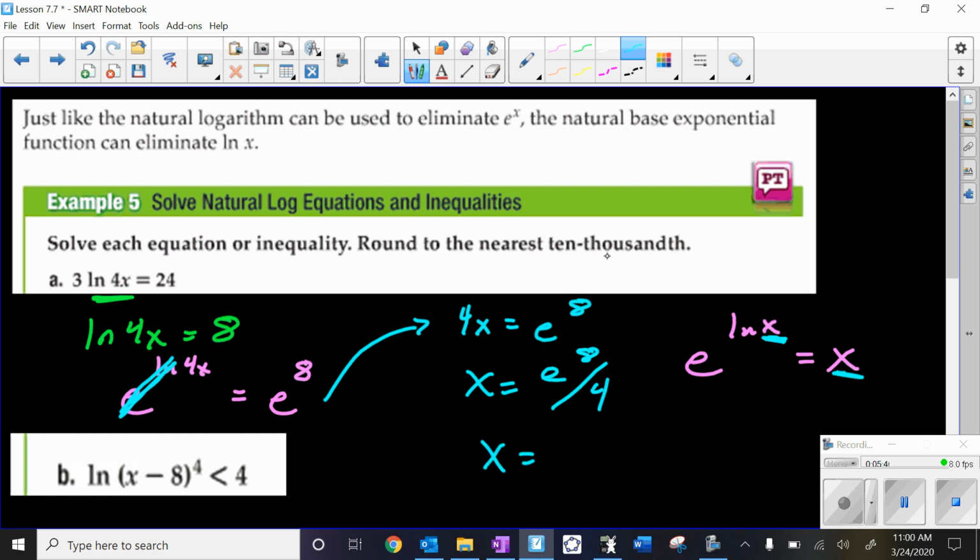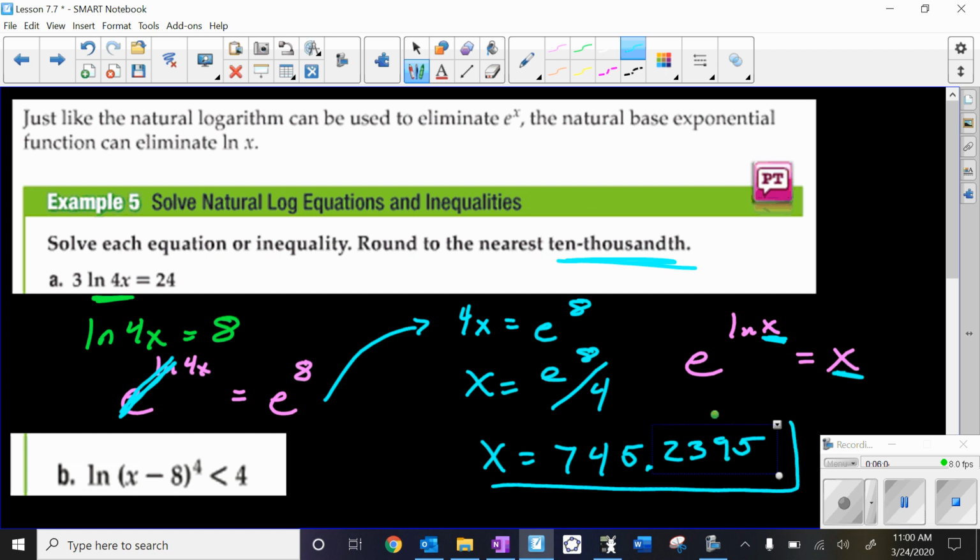You can plug that into your calculator. Notice it wants the 10,000th place. So when I plug that in, I'm going to get 745, big number, 0.2395. And that will be the value that we're looking for out of this.